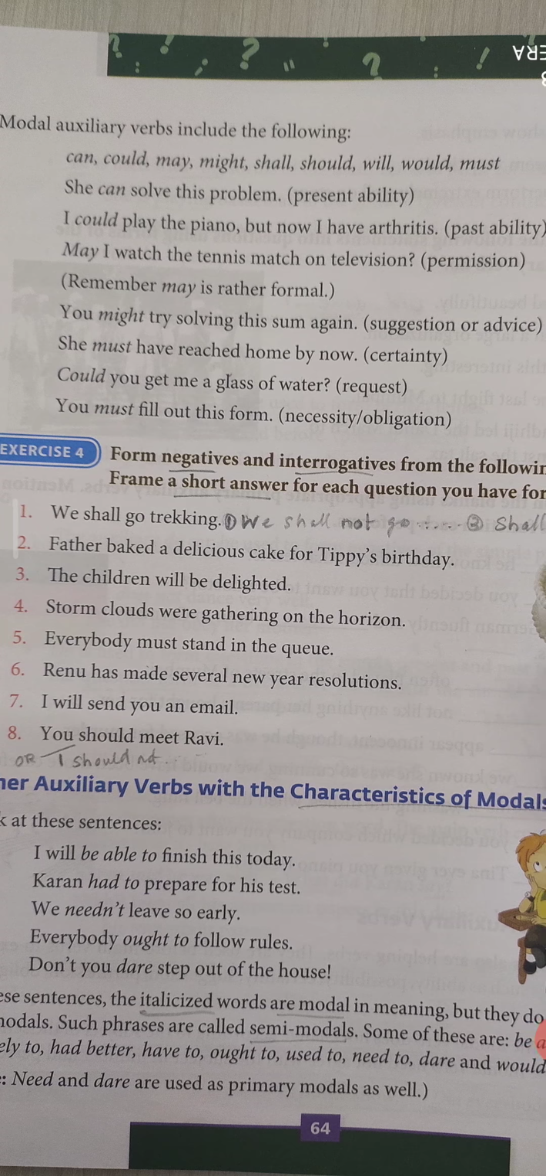First one, we shall go trekking. It's a statement and it's a suggestion. We shall go. Here we is the subject. Shall go is the verb form. Shall is again in the future form. Shall go, suggestion.